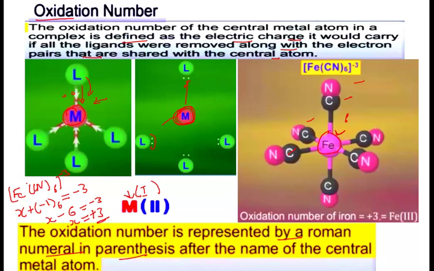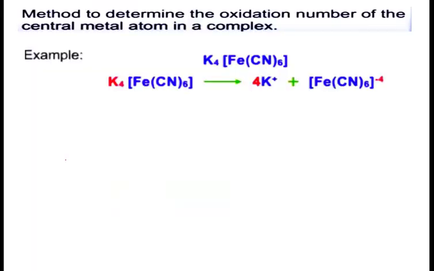and then X comes out to be +3. So what is the oxidation number? The oxidation number on iron is +3, and how is it represented? It will be represented as Fe, then parentheses, and III in Roman, right? Like this we have to represent. Now again in this case, the method to determine the oxidation number of the central atom in a complex, again the same type of example is given, but it's not identical.